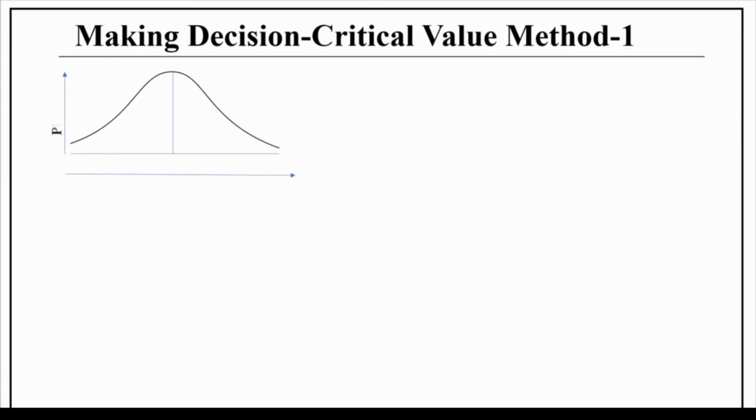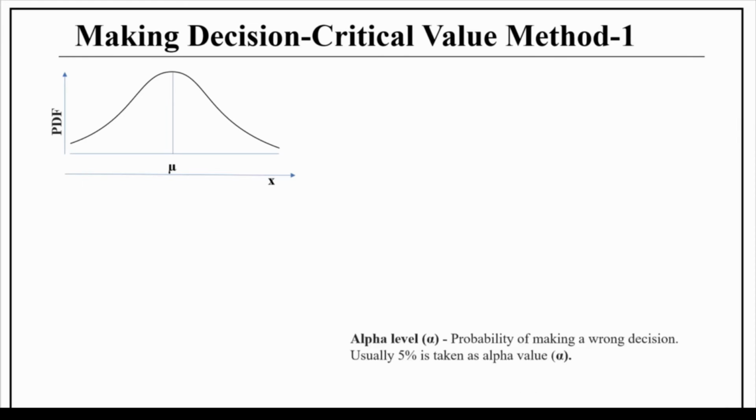In this session we will cover making decision on the basis of critical value method. So once you have formulated the null and alternate hypothesis, the next most important step of hypothesis testing is making the decision to either reject or fail to reject the null hypothesis. Before that, let's understand alpha level concept and its significance.